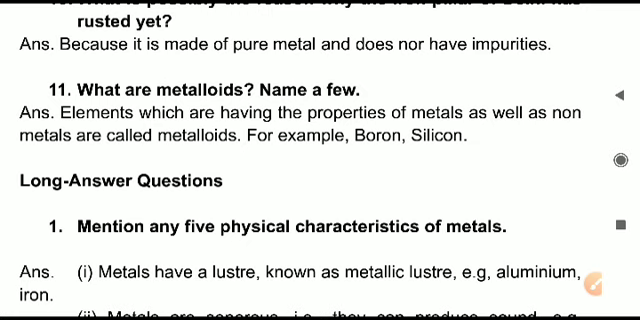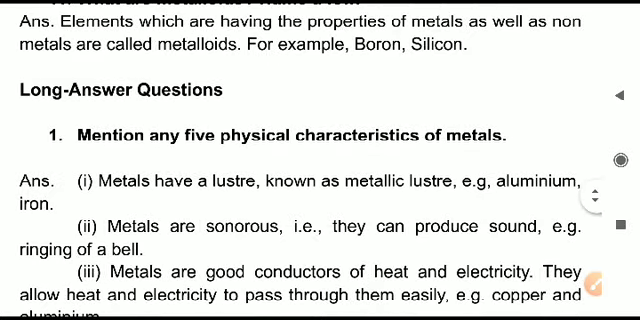Question 11. What are metalloids? Name a few. Elements which are having the properties of metals as well as non-metals are metalloids. For example, boron, silicon, etc. They are showing the properties of metals and partial properties of non-metals. They are behaving as both metal and non-metal, called as metalloid. This is a special category of the elements. Mostly elements are metal or non-metal, but some elements behave both like metal and non-metal. They are metalloids. Example is boron, silicon. Many more are there, but only this much is required here.